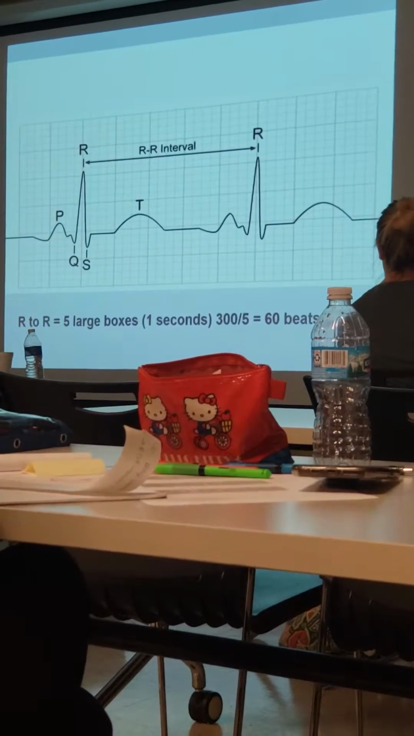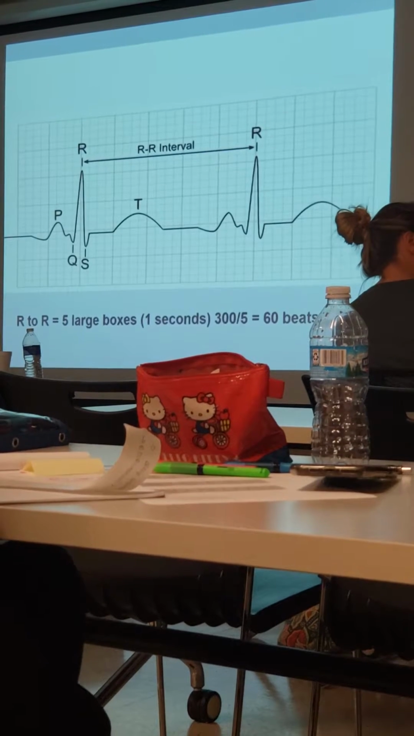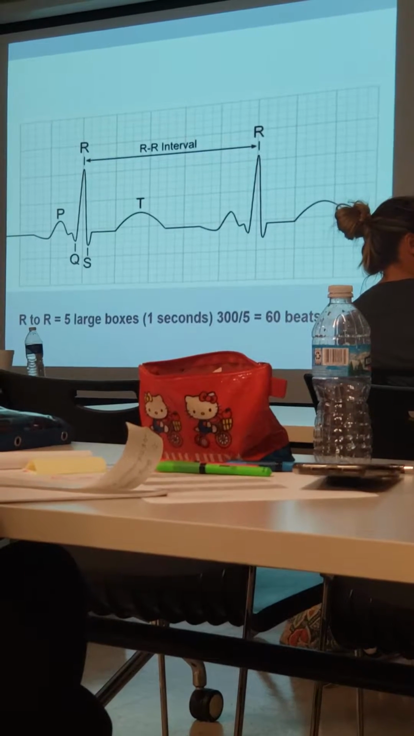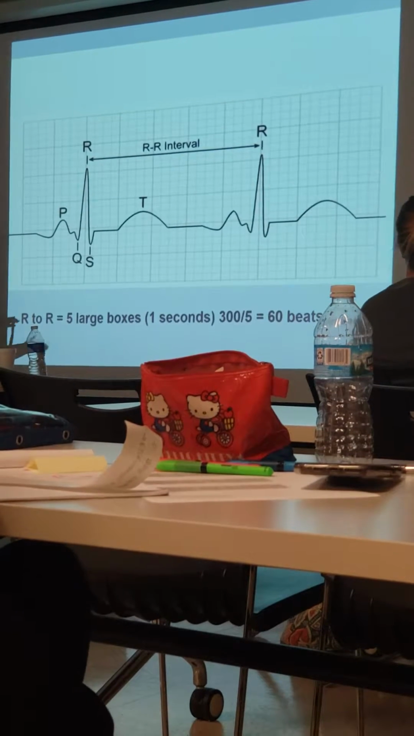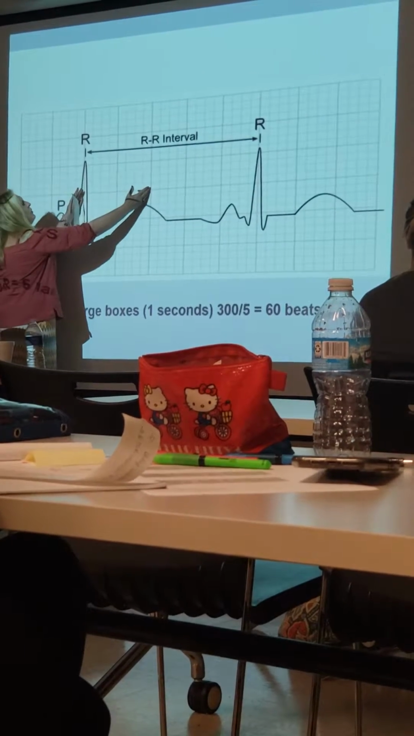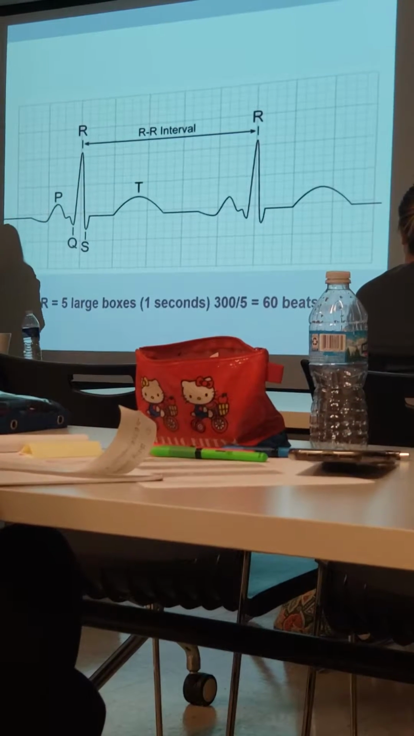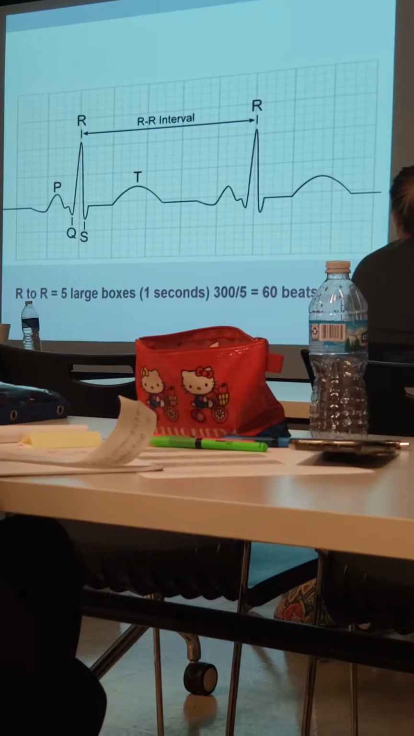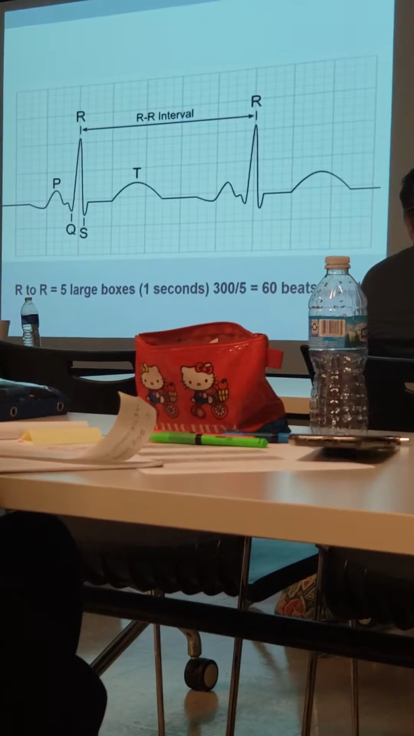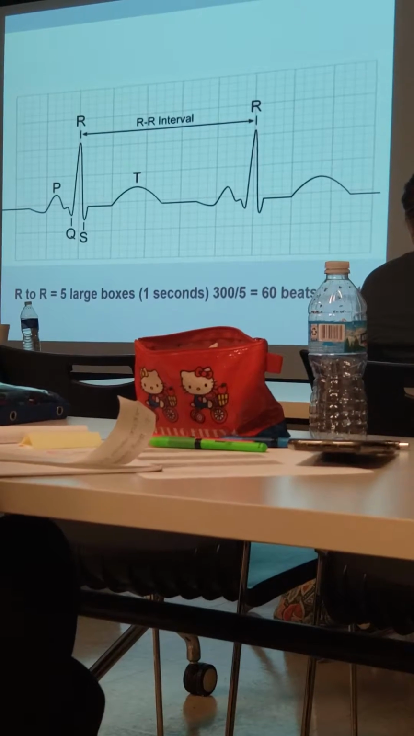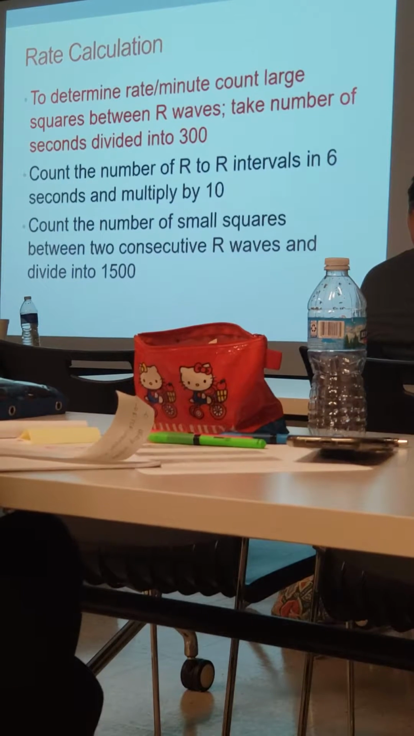It's always the 300 if I'm using these big boxes to figure out heart rate. This is going to be a more accurate way. So if I told you I only had 2 boxes, which was my last example, that would be a much faster heart rate. So when you divided it, you came up with 100 and something. It was really high.